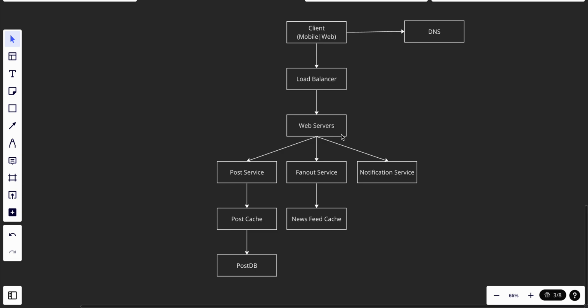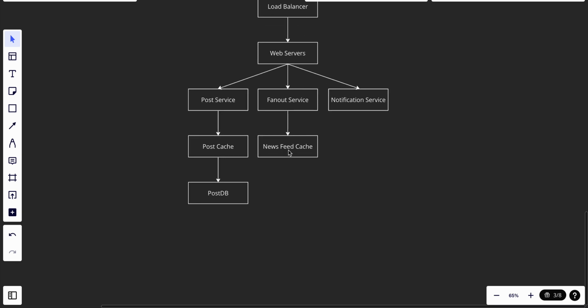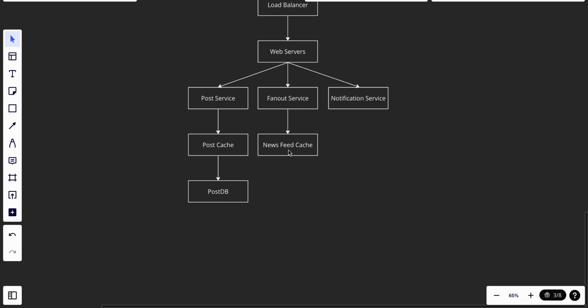Okay, web services redirect the traffic to different services. We have the post service, which persists the post in the database and cache. It saves the post in database and cache. We have the fan out service, and this one pushes the new content to friends' news feed.